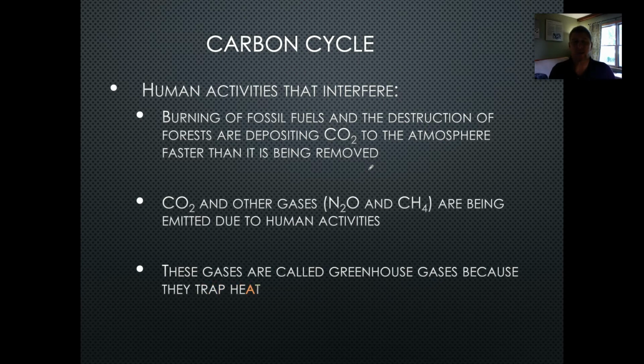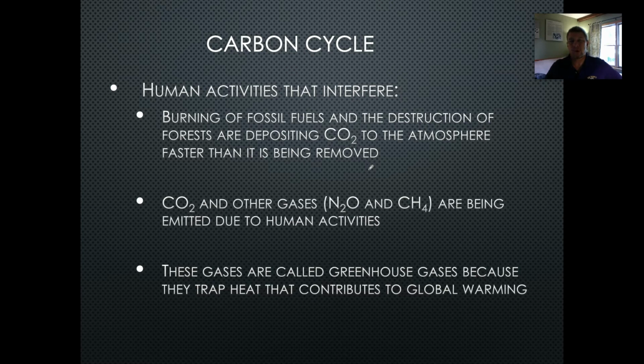Now, why is this a problem? Well, carbon dioxide and other gases are called greenhouse gases because they trap heat in the atmosphere, and this can contribute to some of the global warming that we see today. All right. So, humans are definitely interfering with the carbon cycle.